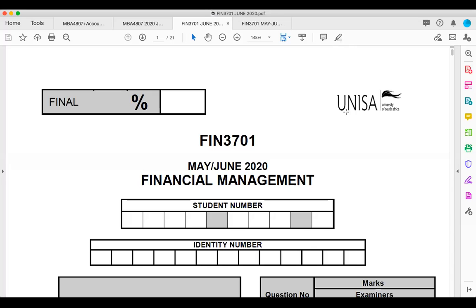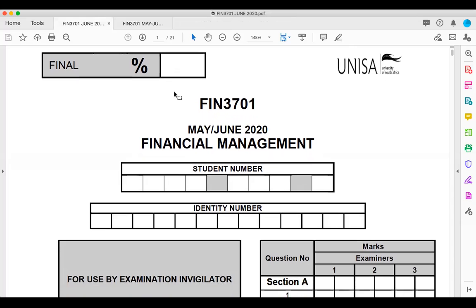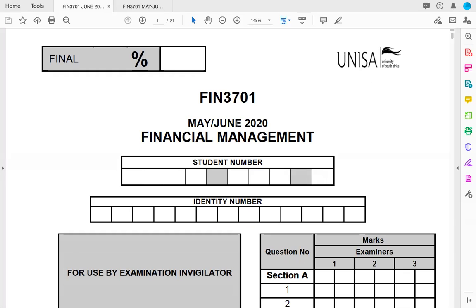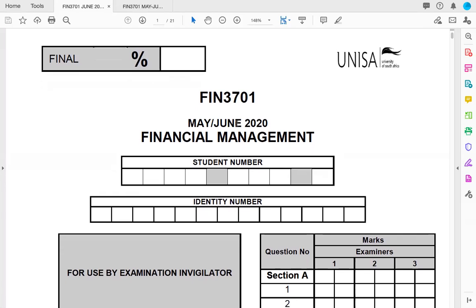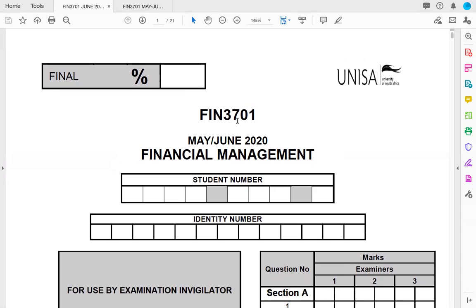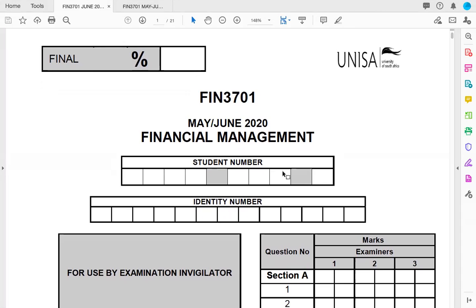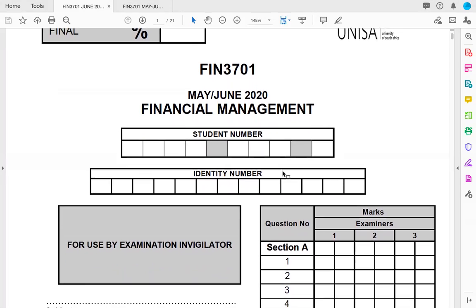Hello, welcome to this revision class recording on the module FIN3701. In this revision class, I'm going to be taking you through the May-June 2020 paper. Be sure to also go through my revision classes where I touch on the October-November 2019 paper and also the May-June 2019 paper.